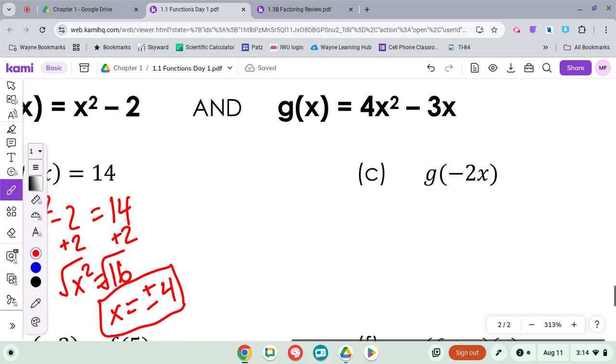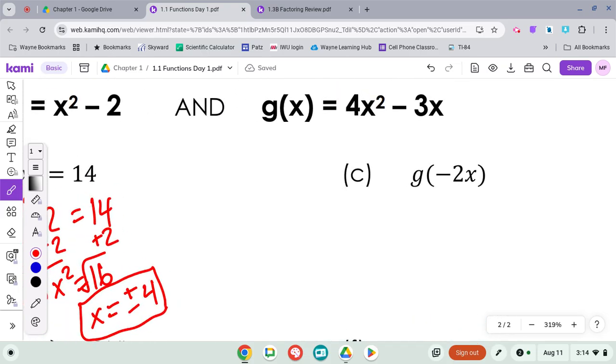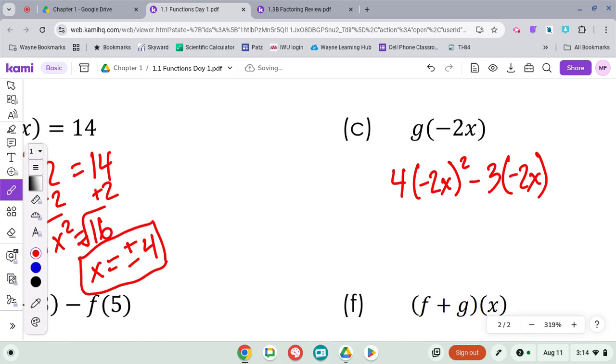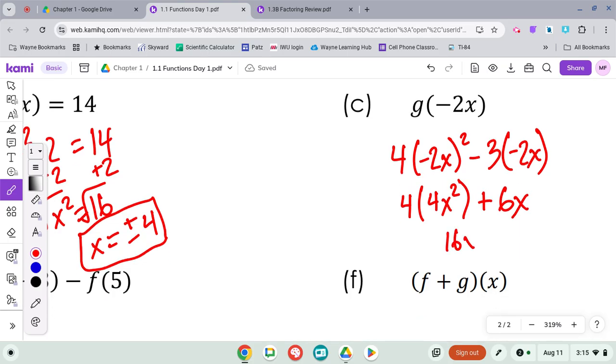All right, part C, g of negative 2x. So we use the g of x, but everywhere there's an x, we replace it with a negative 2x. All right, we square it. 4 times 4x squared. Negative 3 times negative 2x is going to be plus 6x. And in the end, we get 16x squared plus 6x.